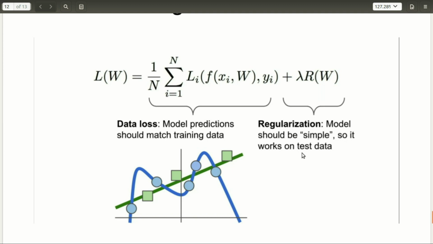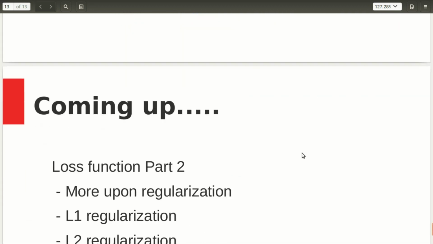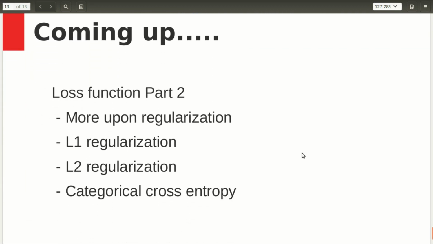That's all we have for part 1, and coming up we will be talking more about L1 regularization, L2 regularization, also called the Frobenius norm, and we'll be talking about log loss, which is used in Kaggle competitions also.